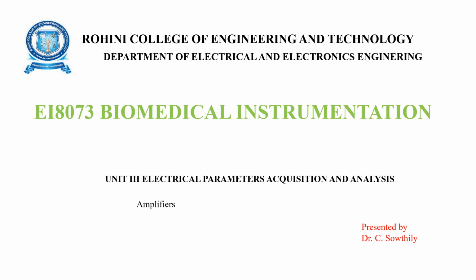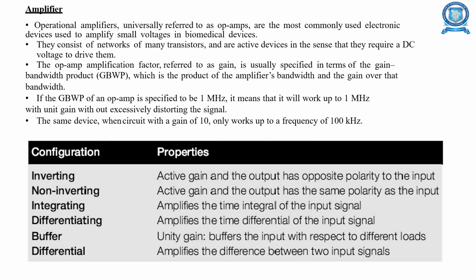So here now we will discuss amplifiers. Operational amplifiers, referred to as op-amps, are the most commonly used electronic devices to amplify small voltages in biomedical devices. The amplification factor is referred to as gain, which is limited by the amplifier's bandwidth. For example, a circuit with a gain of 10 only works up to a frequency of 100 kHz. The configurations are inverting, non-inverting, integrating, differentiating, buffer and differential.